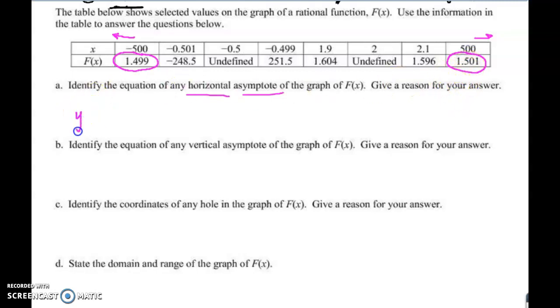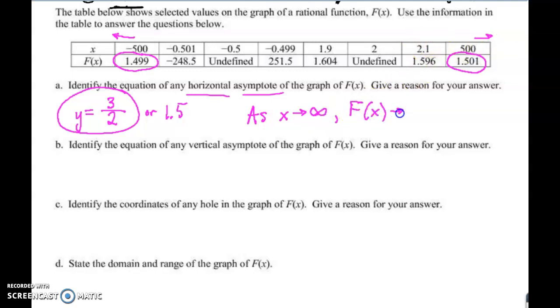So your answer for the horizontal asymptote is going to be, I like fractions, you can leave it as 1.5 though, but it is 3 halves. I'll go ahead and write or 1.5. And the reason is as x goes to infinity to the right, that function is getting closer and closer to 3 halves or 1.5. And same thing as x goes to negative infinity, that function is getting closer and closer. It's not exactly, but it's closer and closer to 3 halves.